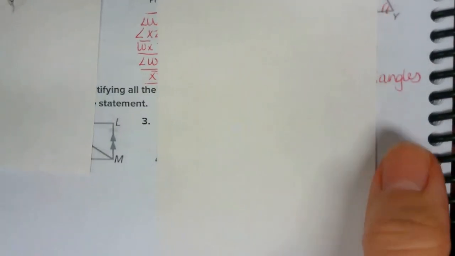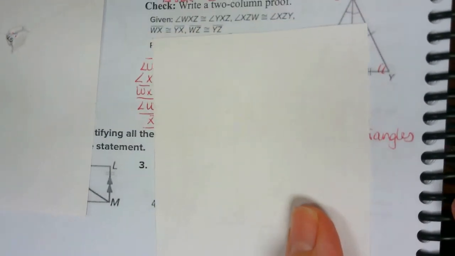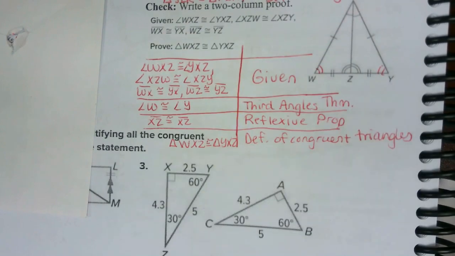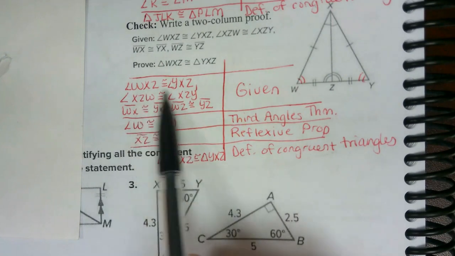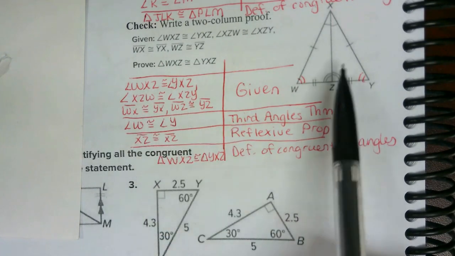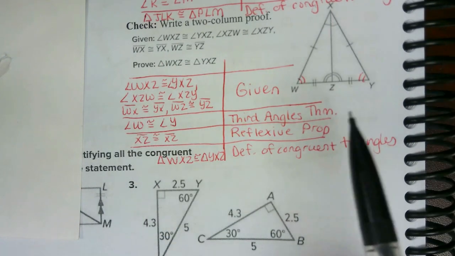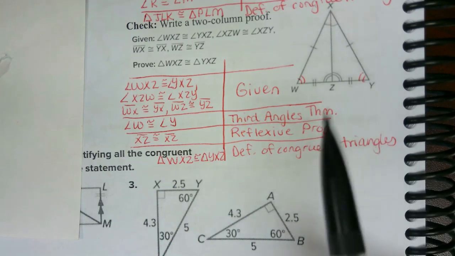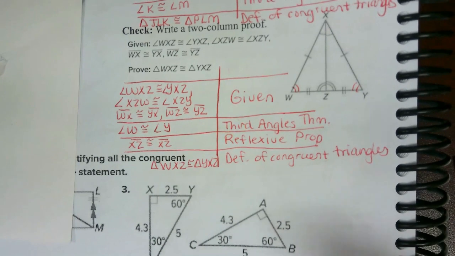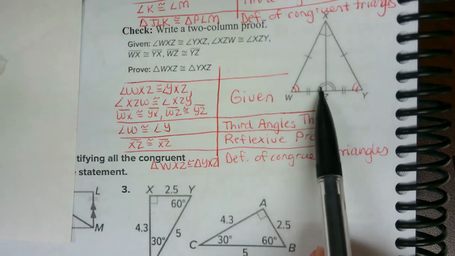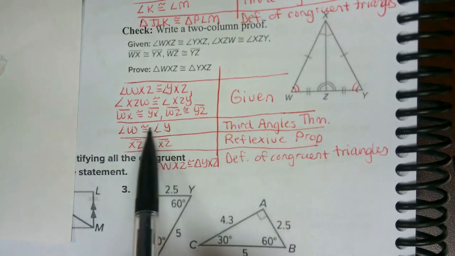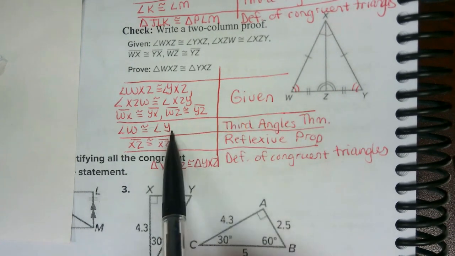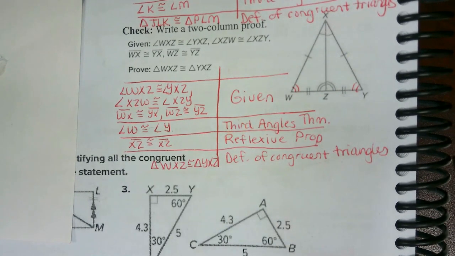Okay, pause the video and see if you can do the check question. So in the check question, it should have looked like this. You started with your given, making sure everything was written down in your given, which it was. Then you're going to start analyzing and trying to find things that are congruent that are not marked. So automatically I see that I have two pairs of angles that are congruent. So I know my third angle is going to be congruent. So I wrote that W is congruent to Y.